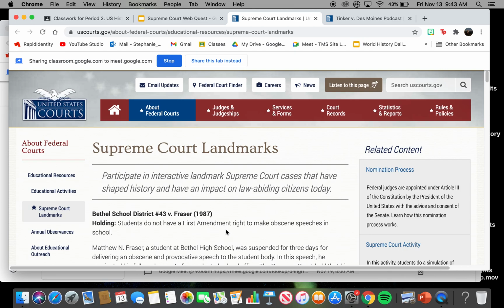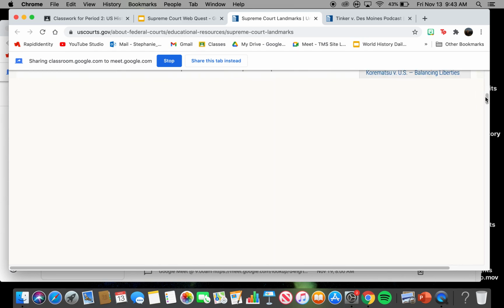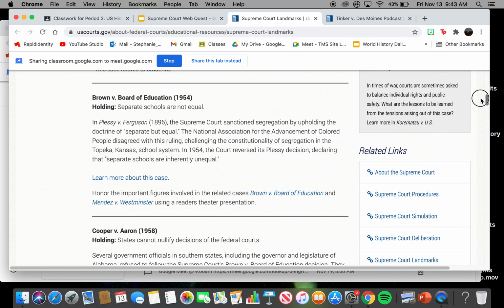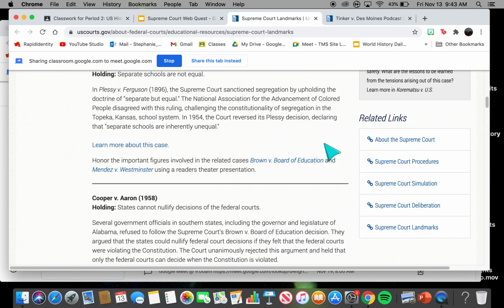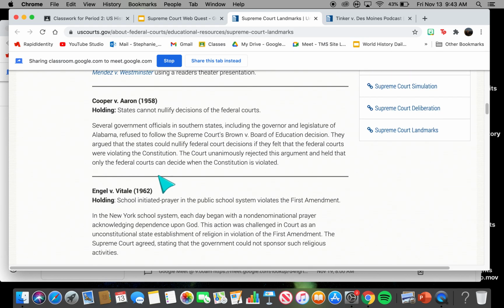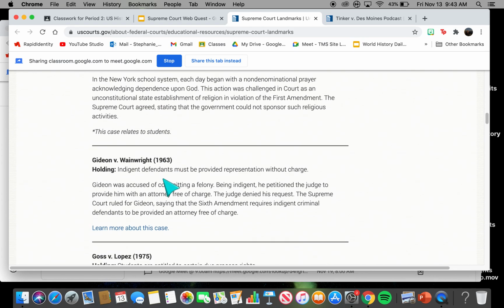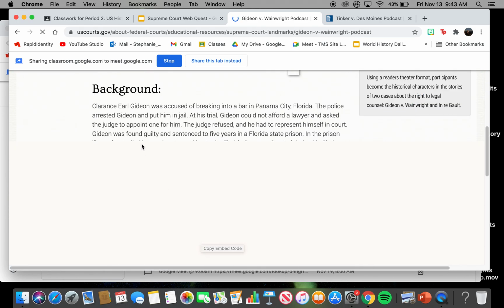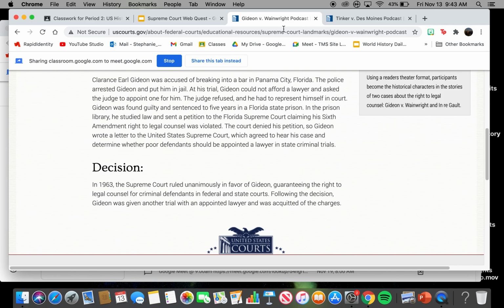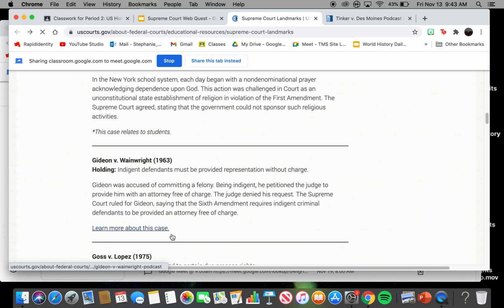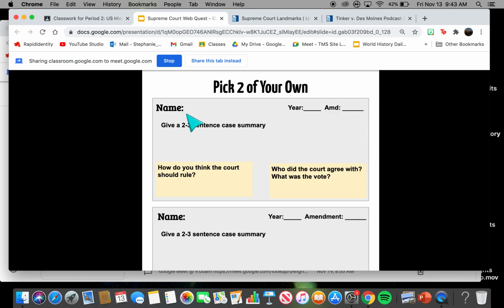You're going to want to find the court cases that have underneath them, learn more about this case. So just kind of scroll through, and any of them that says learn more about this case is going to give you the information that you need, just like the other one. It'll have the background and the decision. So that's why you're going to want to look for ones that have the learn more about this case. And you're going to fill this out the same way.